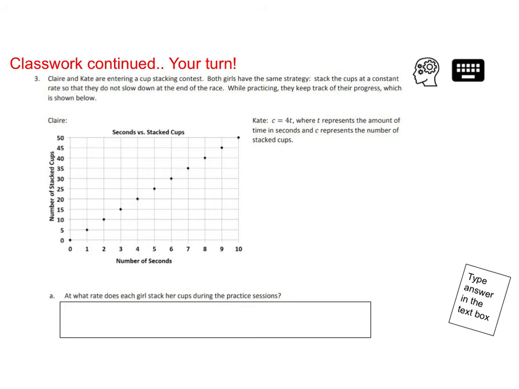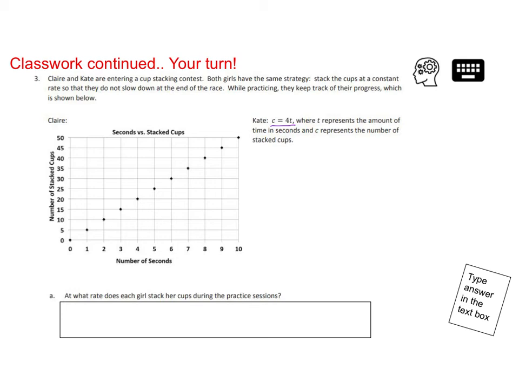Okay, Claire and Kate are entering a cup stacking contest. Both girls have the same strategy: stack the cups at a constant rate so that they don't... let's see, did I skip something? Maybe I did. This next slide. So cup stacking, and we've got a formula here. C equals 4T. So I'm just looking at the data here. So the number of seconds, 1 second, 5 cups stacked, 2 seconds, 10, it doubles.